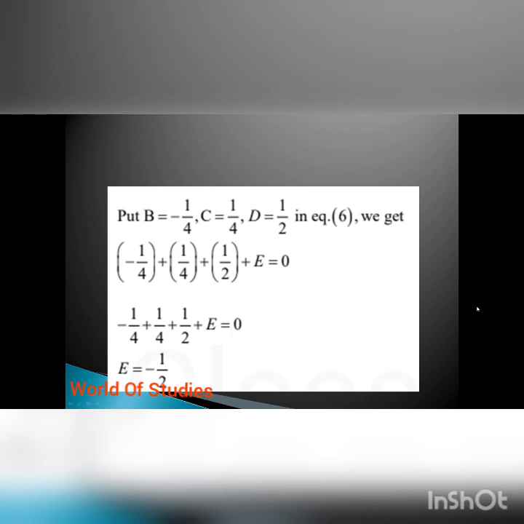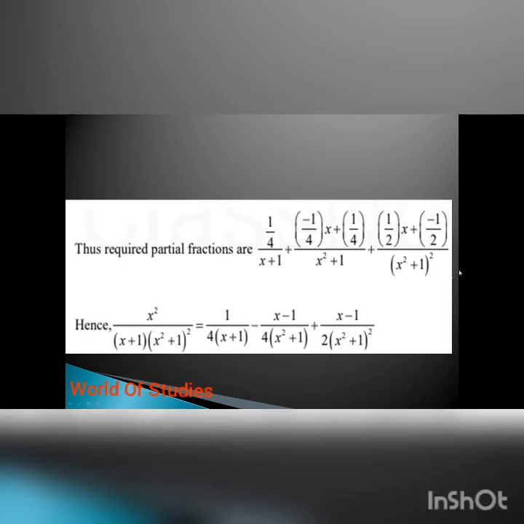Now we have three values A, B and C. Put all these values in equation number 5. We get the value of D which is equal to 1 by 2. Right, my dear students, now put B, C, D in equation number 6. We get the value of E which is equal to minus 1 by 2. So we have all the values related to partial fractions: 1 by 4(x + 1), minus 1 by 4 x plus 1 by 4 divided by (x² + 1), plus 1 by 2 x minus 1 by 2 over (x² + 1)².